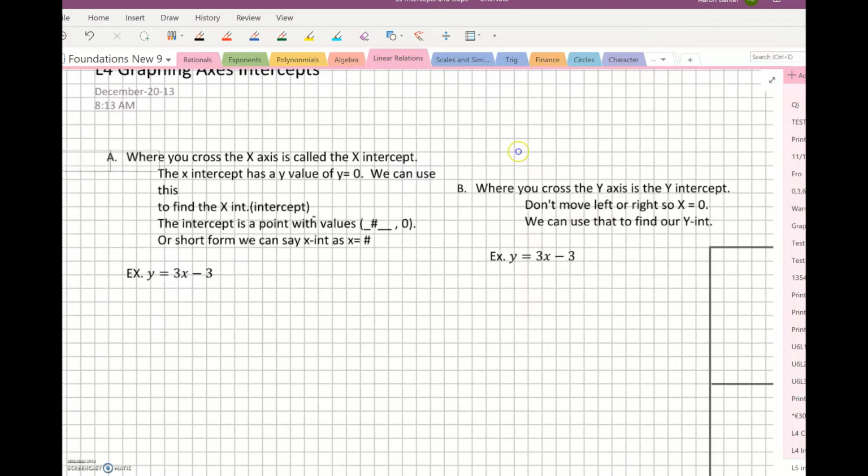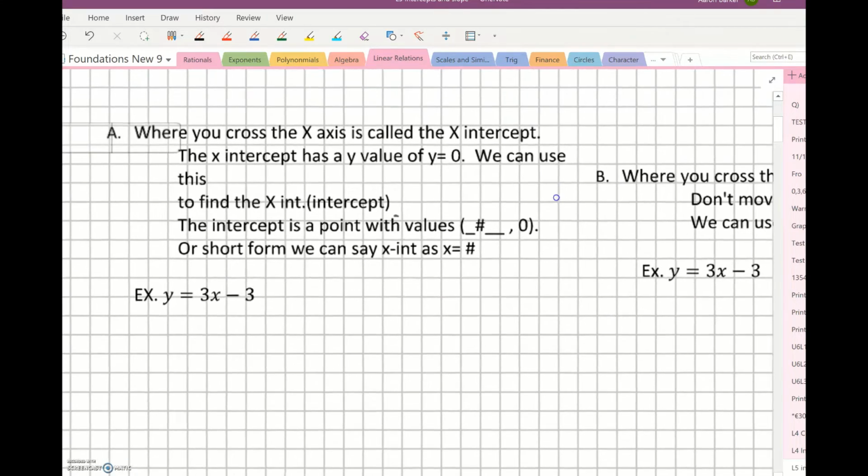Today we're going to look at graphing axes, intercepts, and slope. So what is an intercept? An intercept is when you cross the x-axis.